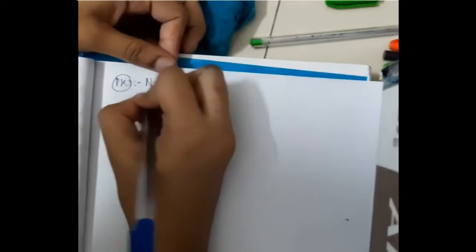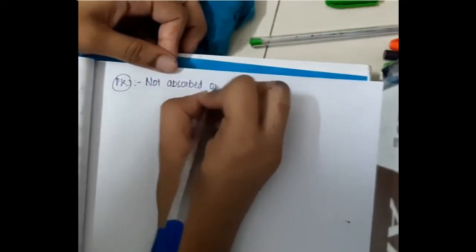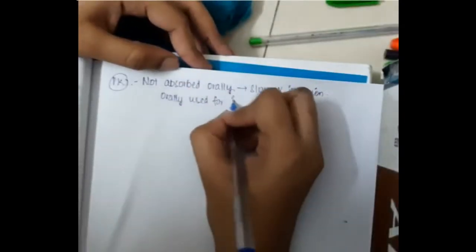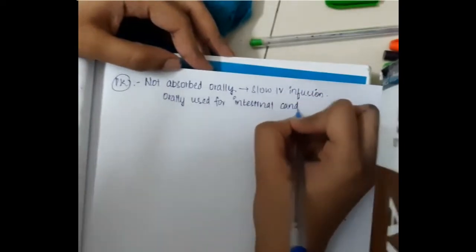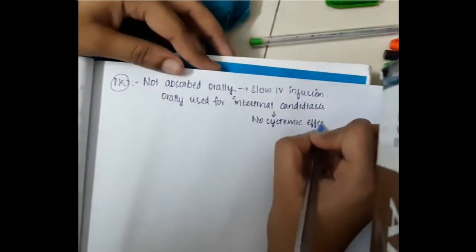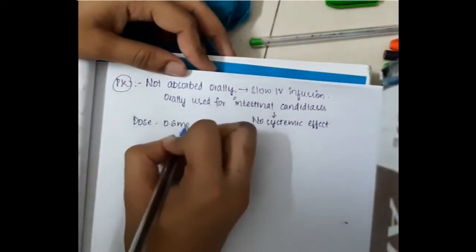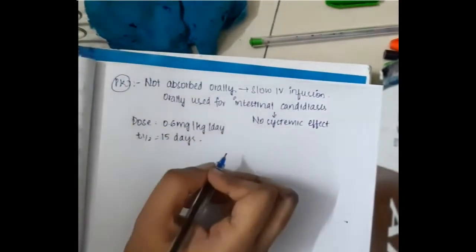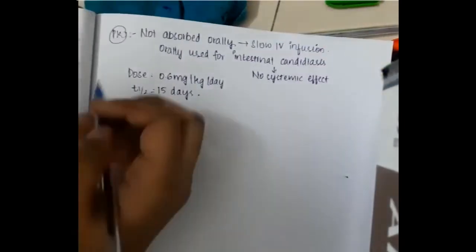Now if we see the pharmacokinetics, amphotericin B is not absorbed orally, and thus we should give it as a slow IV infusion. It can be used orally for intestinal candidiasis, but still there is no systemic effect seen. The dose of amphotericin B is 0.6 mg per kg per day and the half-life is 15 days.